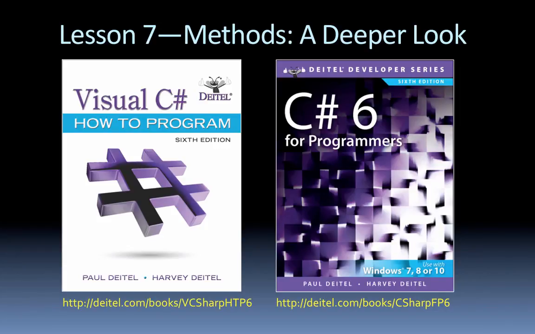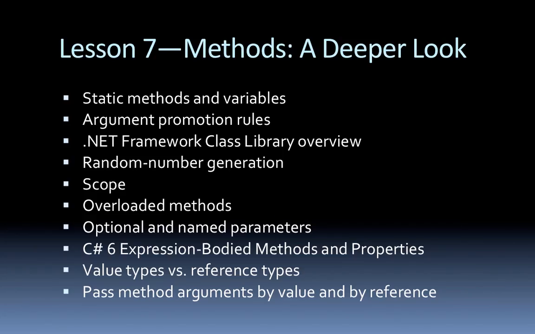This lesson is based on Chapter 7 of our books, Visual C# How to Program, 6th edition, and C# 6 for Programmers. In this lesson, we're going to take a look at many additional features of both defining and using methods in C#, and we'll also talk about several other aspects of C# as well.